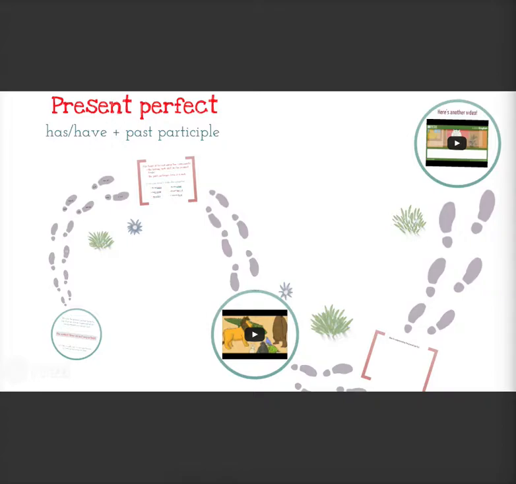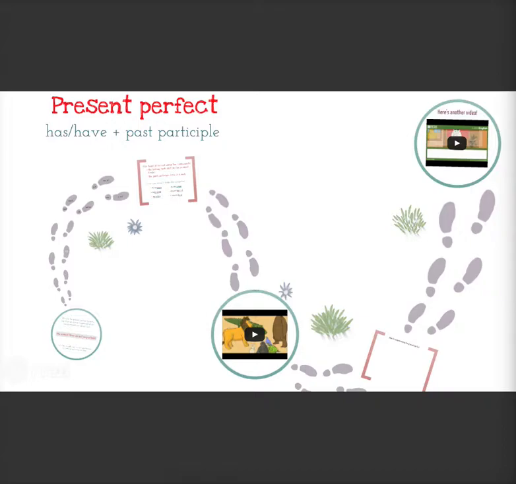Yes, it's something that began in the past but is still happening in the present. It gives continuity to the past in the present. What else do you remember, Fabian? For example, that with the regular verbs you use ed, and yes, that with the verbs.